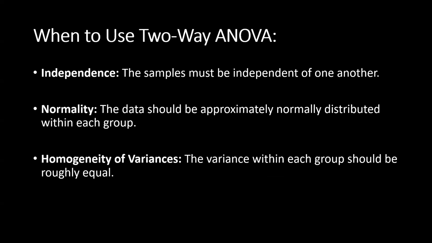So here are a couple assumptions as it pertains to the two-way ANOVA model. The samples must be independent of one another. Normality, the data should be approximately normally distributed from each group. And homogeneity of variance, the variances within each group should be roughly equal.